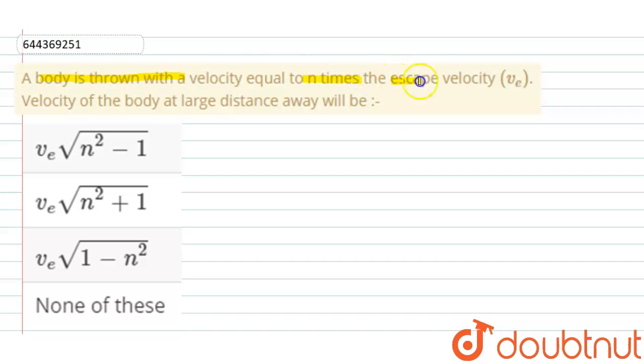So here's the question: a body is thrown with a velocity equal to n times the escape velocity VE. The velocity of the body at a large distance away will be what? So we have to find the velocity of the body when it is thrown with an initial velocity of n times VE, where the escape velocity is VE. So what is the velocity of the body at a large distance?